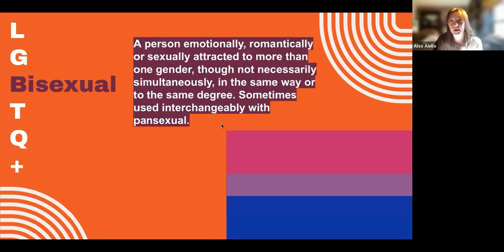The B stands for bisexual. It's a person who's emotionally, romantically, or sexually attracted to more than one gender. It doesn't have to be at the same time or in the same way or to the same degree. It really exists on a spectrum. And another word for bisexual is also pansexual, which is someone who is attracted to other people regardless of their gender identity. The L, G, and B are all referring to sexuality. So that is who you are attracted to.